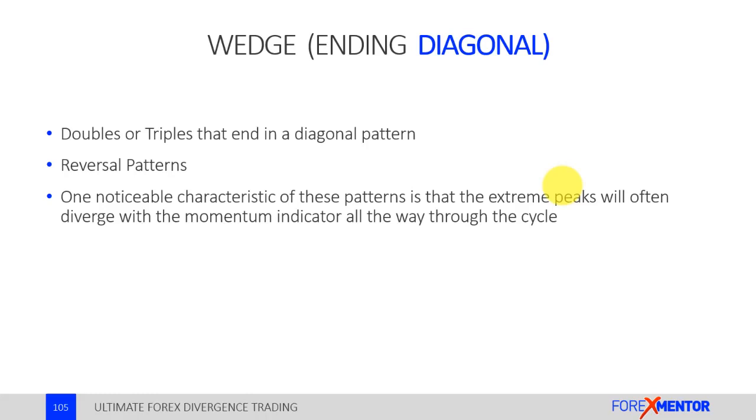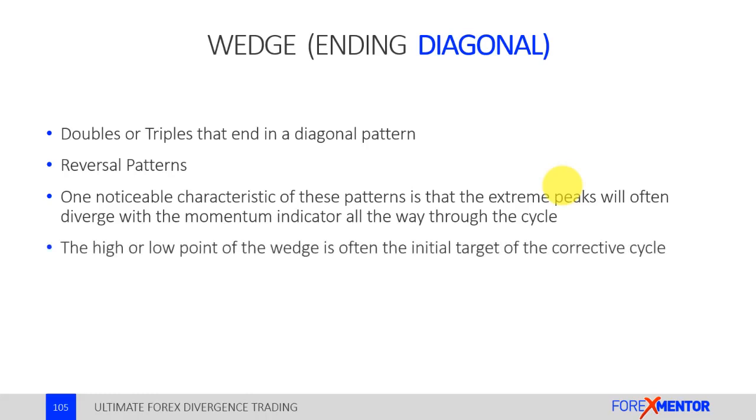And we'll take a look at that here in a moment. But that's also very good for us because it helps us to identify these patterns ahead of time, because they often diverge all the way through. Okay, and then in the correction that follows, the higher the low point of the wedge is often the initial target of the corrective cycle, which is also common for any divergence, and we'll talk about that a little bit in the next slide.